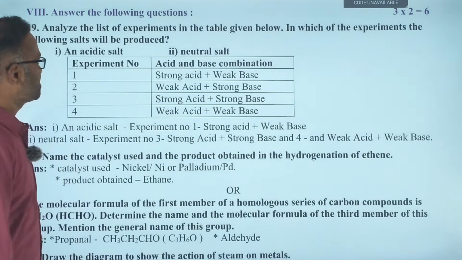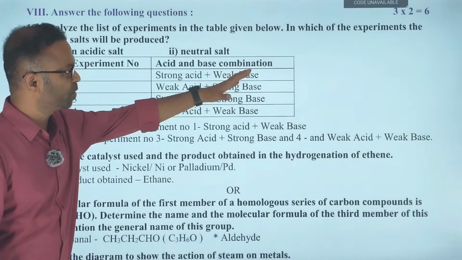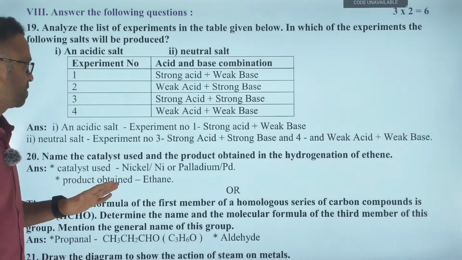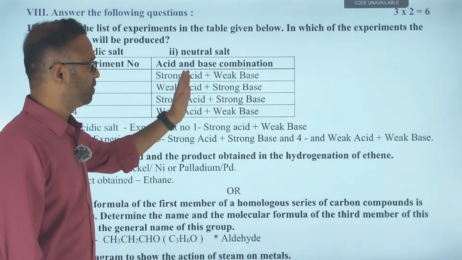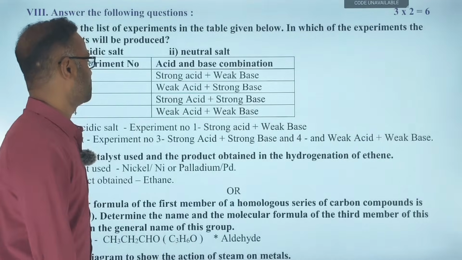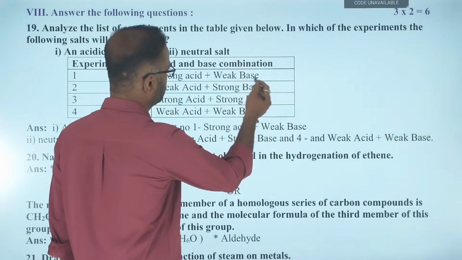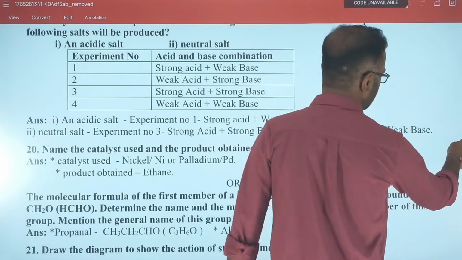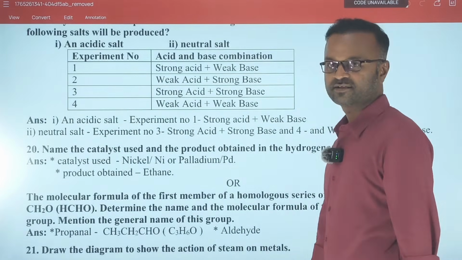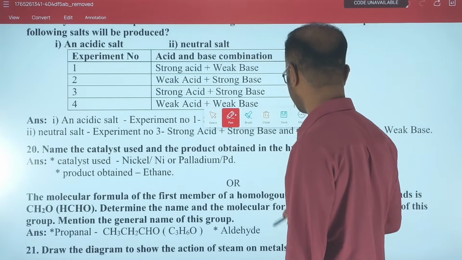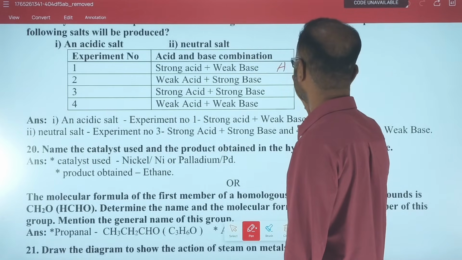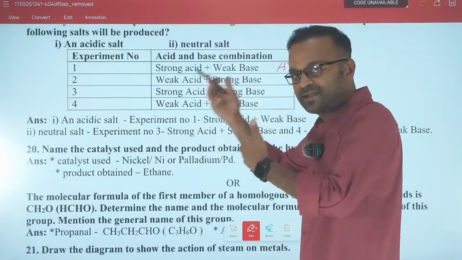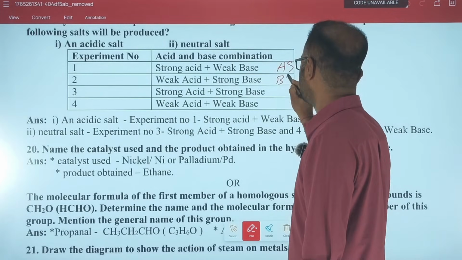Analyze the list of experiments in the table given below. In which of the experiments will the following salts be produced? Very simple concept. Whenever a strong acid reacts with a weak base, what will be produced? The salt produced is acidic. It will produce an acidic salt. When a weak acid reacts with a strong base, it will produce a basic salt.